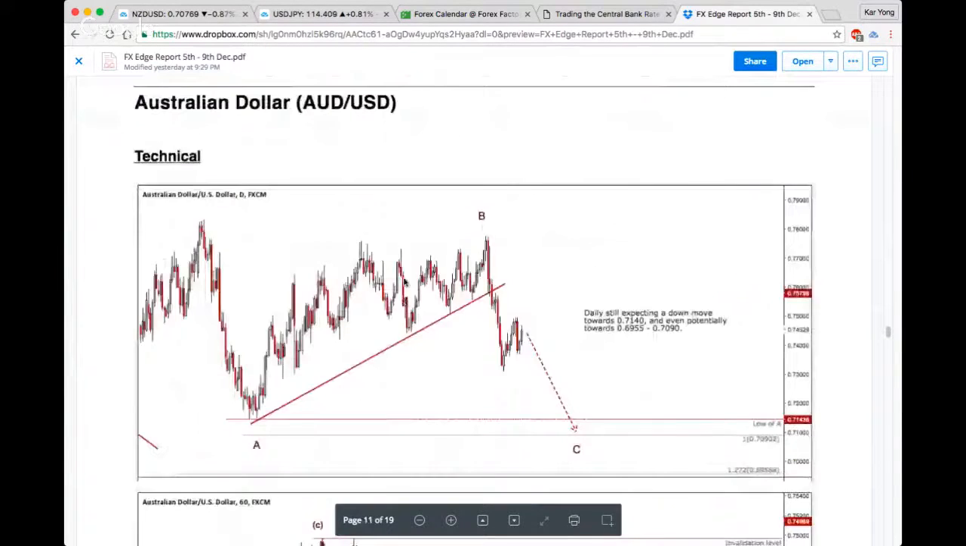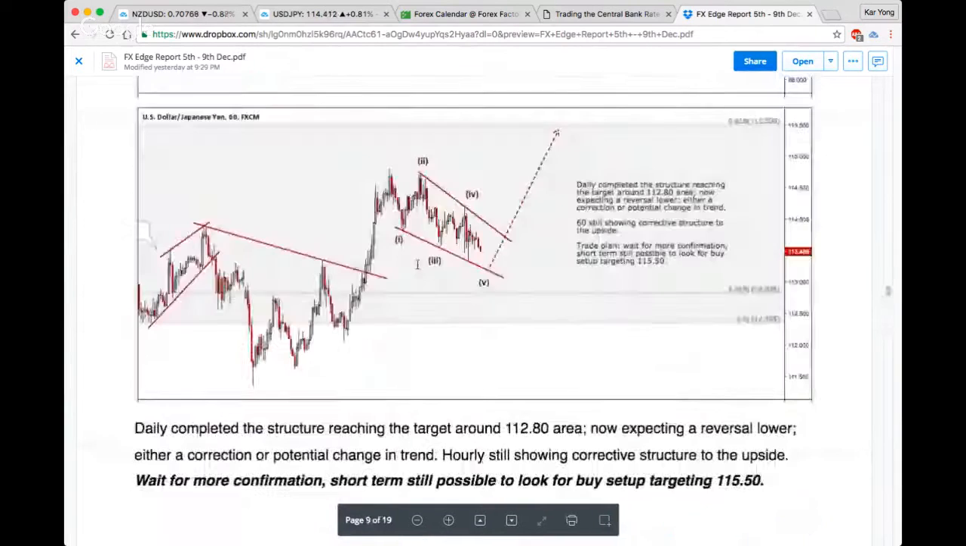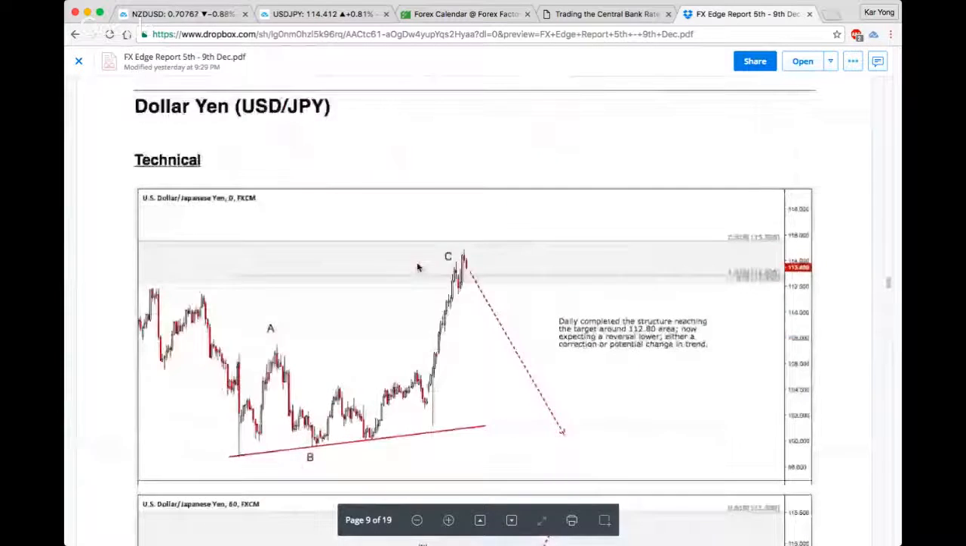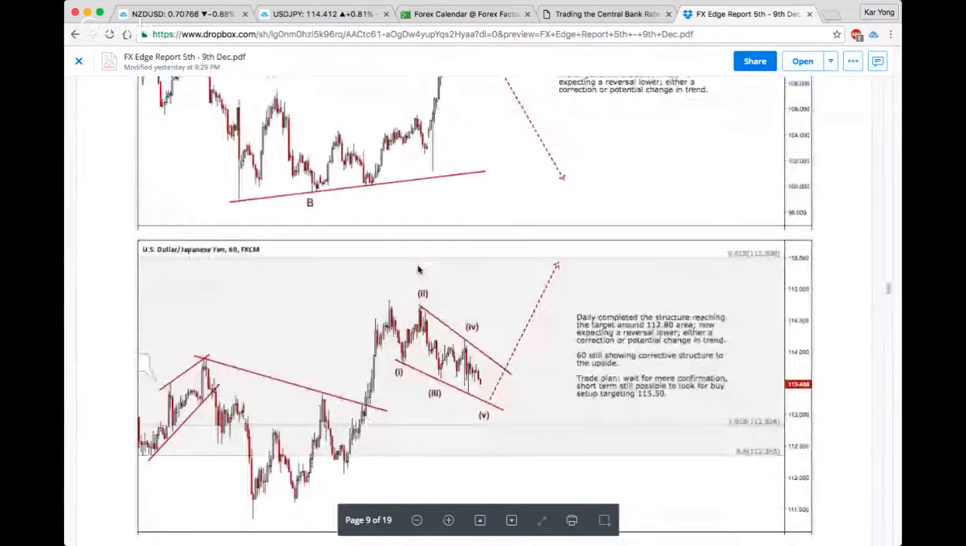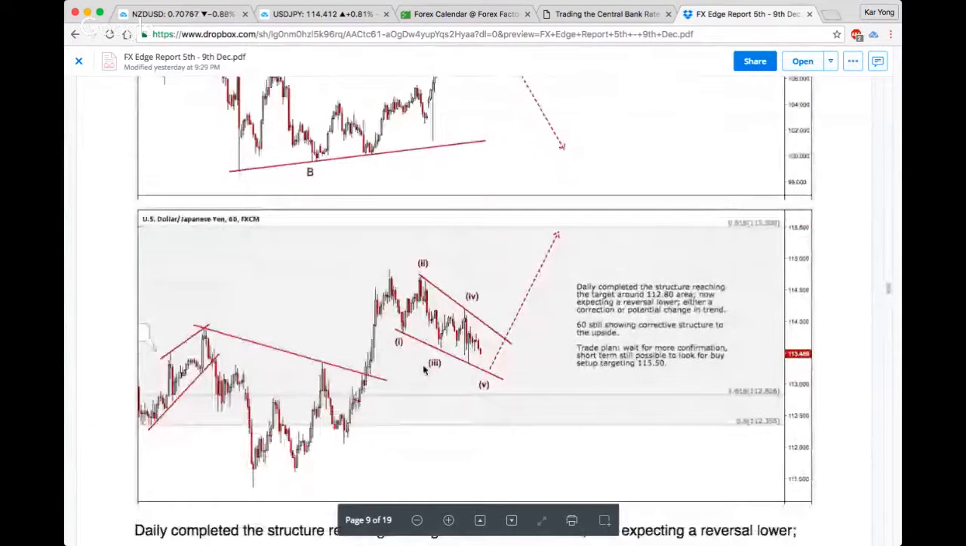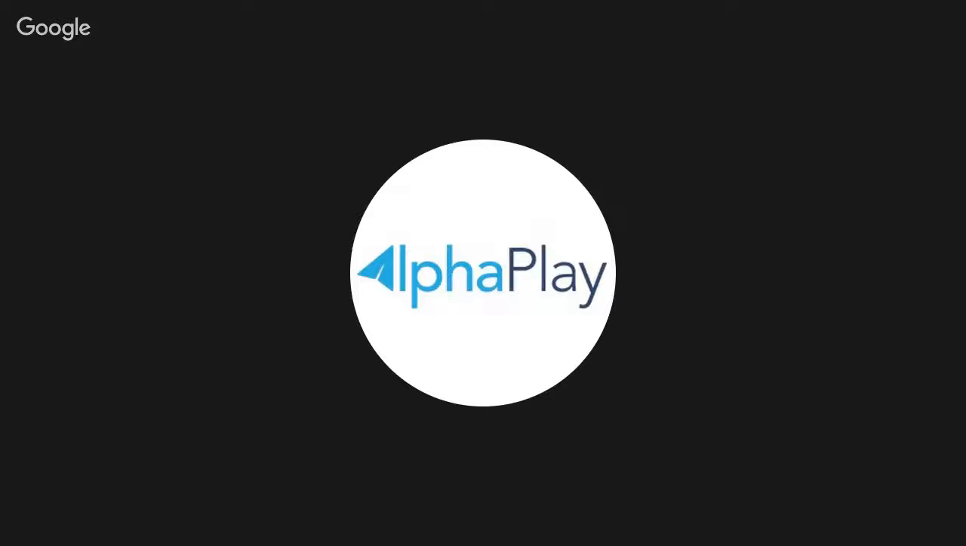If you look into dollar yen, this chart needs to be updated because of the movement, which we will walk you through later. But later I'll share it with you.